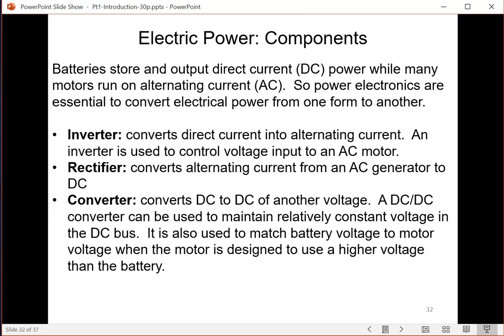You have an inverter that is normally used to produce an AC current or AC voltage from a DC supply.